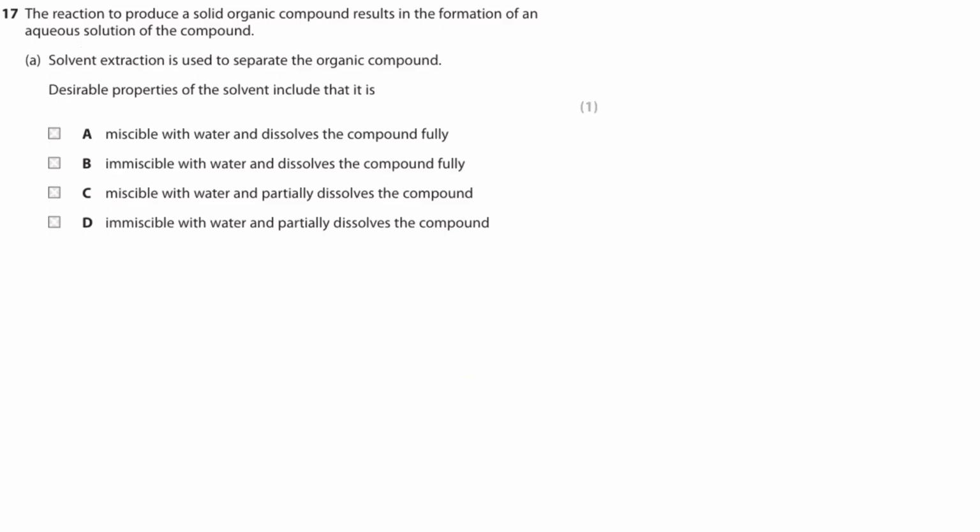Okay, the reaction to produce a solid organic compound resulted in formation of an aqueous solution. You are focusing to produce a solid organic compound, but you end up getting an aqueous solution. Now your product, the organic compound, is there. Solvent extraction is used to separate the organic compound. Desirable properties of the solvent include that it is... Right. First we'll see what this solvent extraction is.